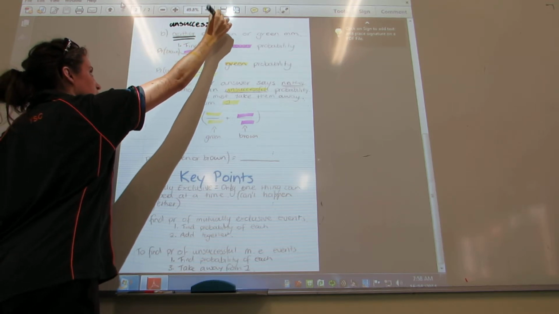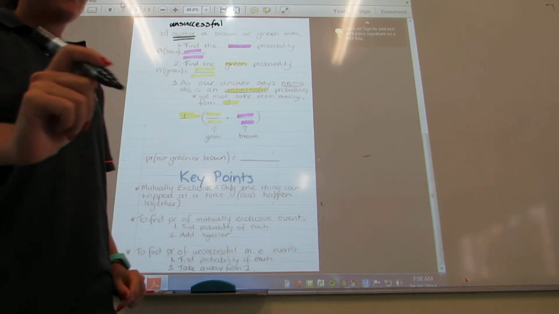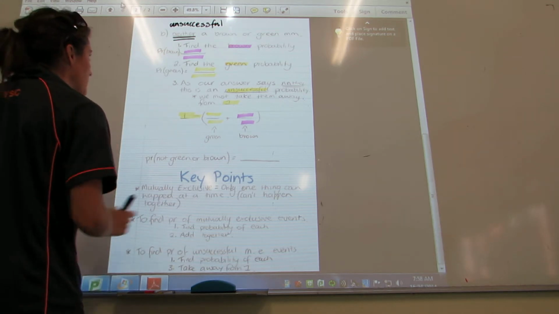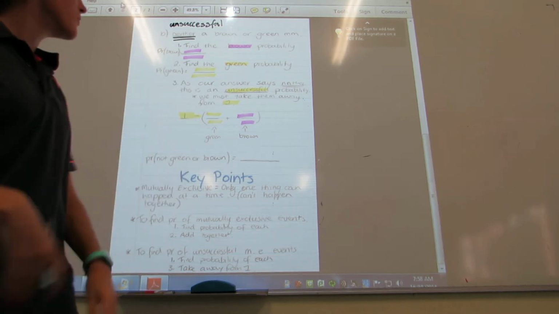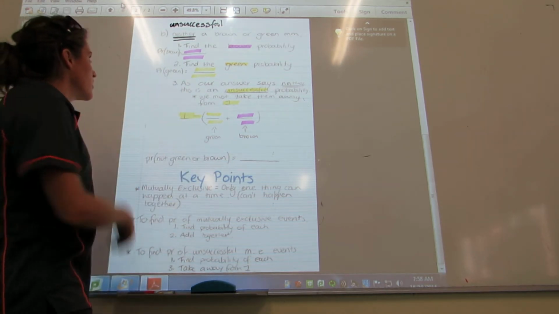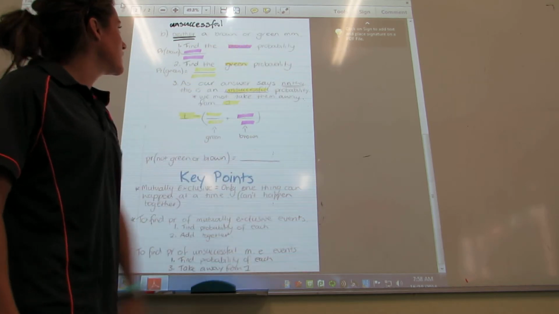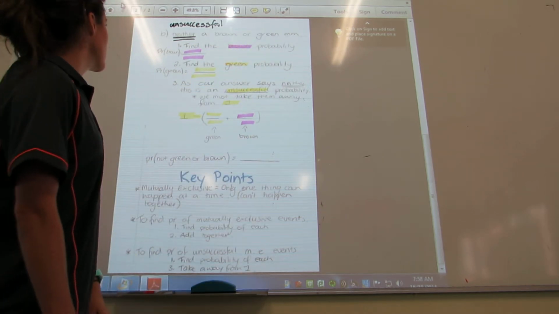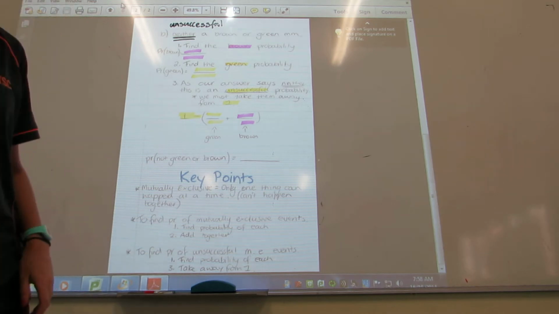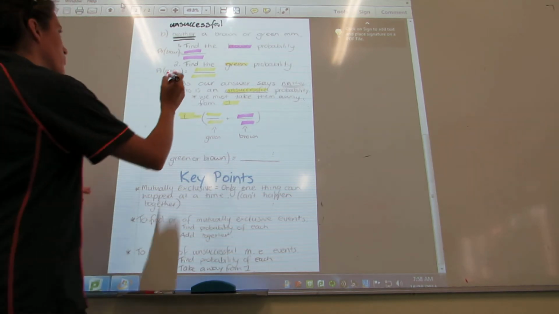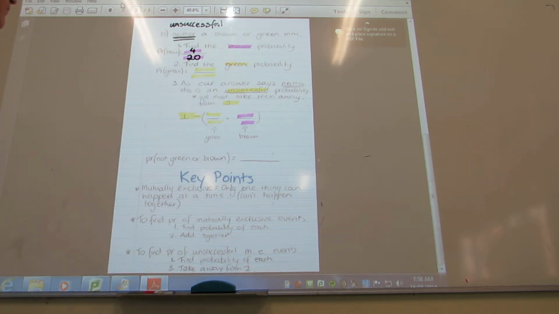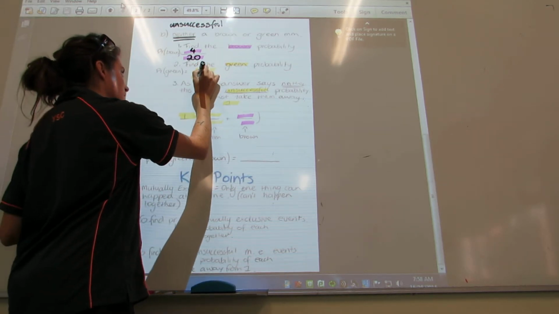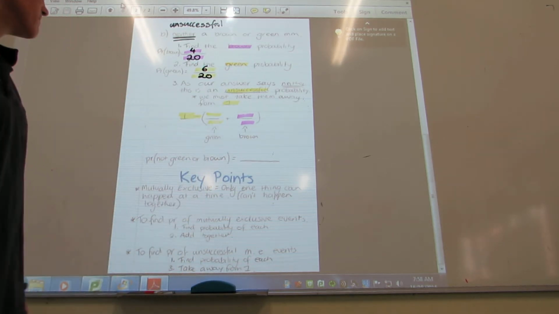Eventually we know that we're going to have to take away from 1. That's going to be our last step. So first, we need to find the successful. You always need to find the successful before you can find the unsuccessful. So find the brown probability. How many browns do we have? We had 4 browns out of 20. How many greens did we have? We had 6 greens out of 20.